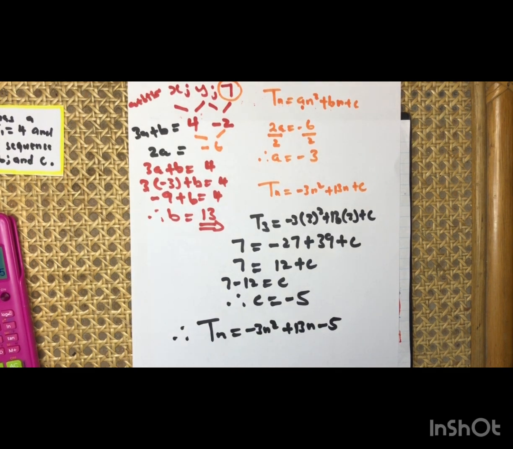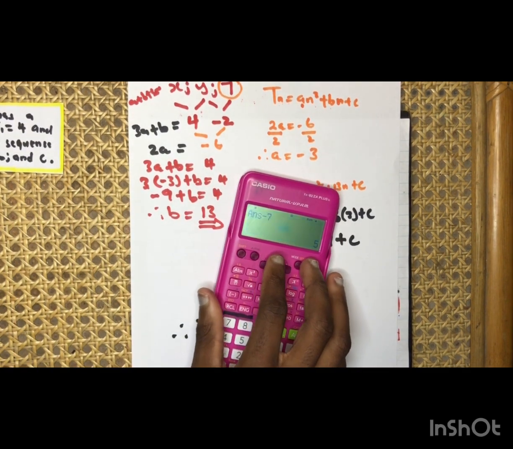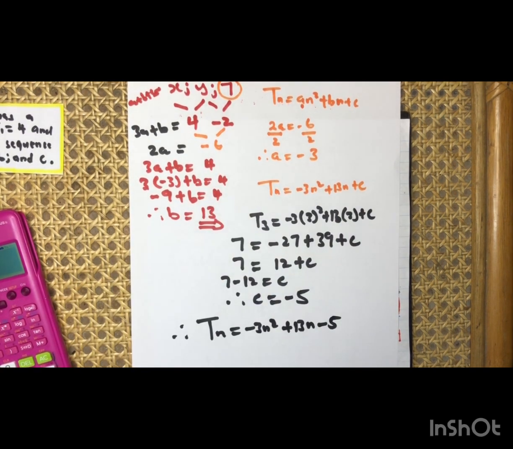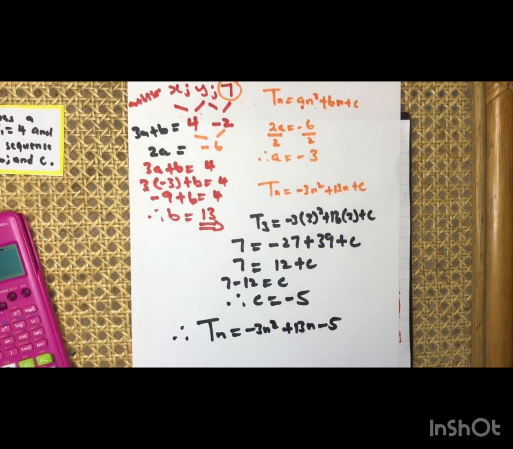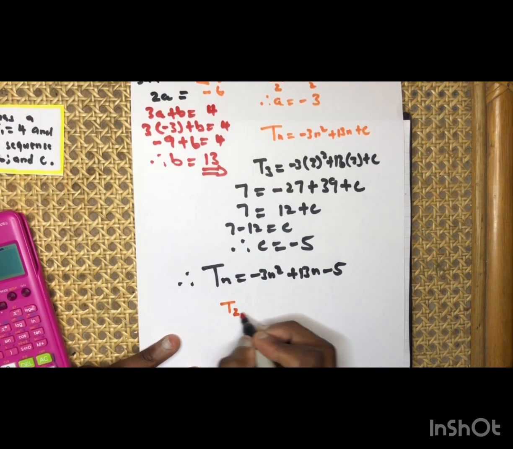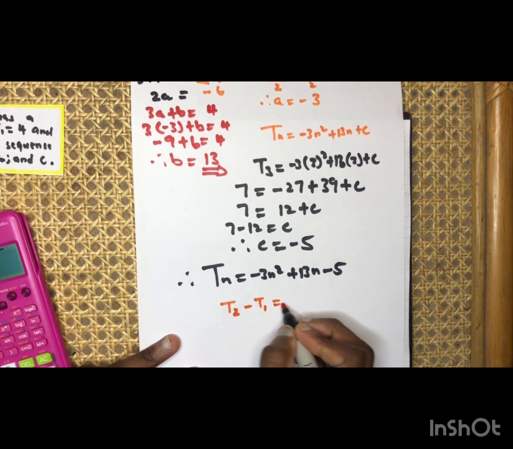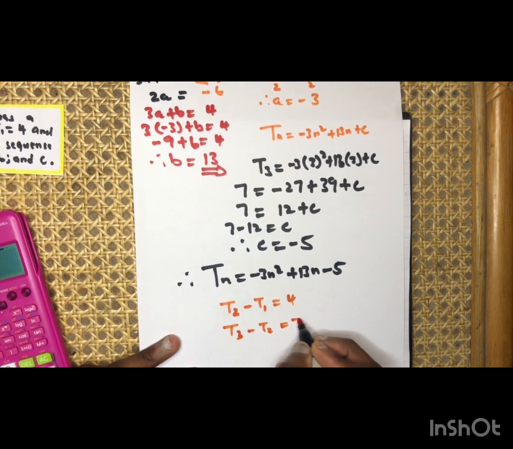Now you can verify your answer by substituting 3 to see if it corresponds. Remember, it was easy even to find your T2. You can reverse and find the T2. We know that, guys, T2 minus T1 is equal to 4. And we know that T3 minus T2 is equal to minus 2. We know that T3, guys, was 7. But we don't know this one.